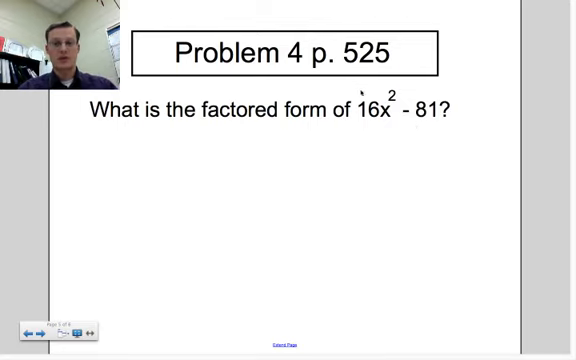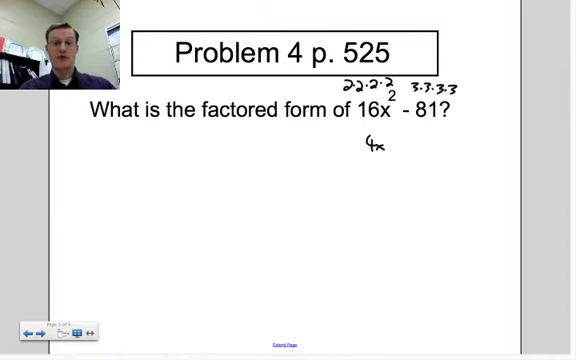If you can't see that very well, break it down to prime factors. 16 is 2 times 8, 8 is 2 times 4, 4 is 2 times 2. 81, 2 doesn't go into it, 3 does. 3 times 27, 27 is 3 times 9, 9 is 3 times 3. So is there anything in common with these? Absolutely not.